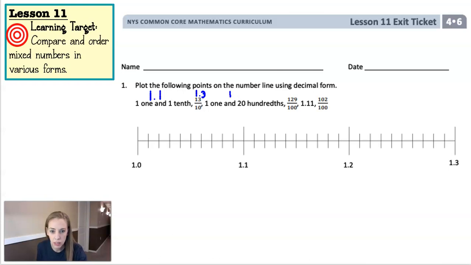1 and 20 hundredths is like 20 pennies if we're talking about money again. And then this is like 129 pennies or 129 hundredths. So that would be $1.29. That one's already in decimal form, but we don't want to forget about it when we plot on the number line. Same thing here as this one, $1.02. All right, now we go through each one and put it where it should be on the number line.